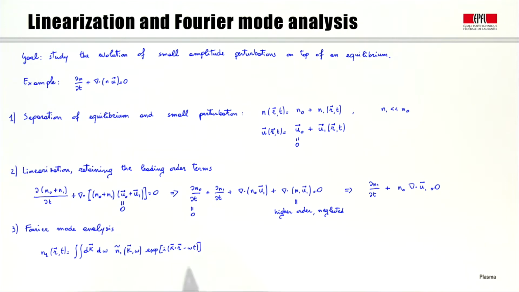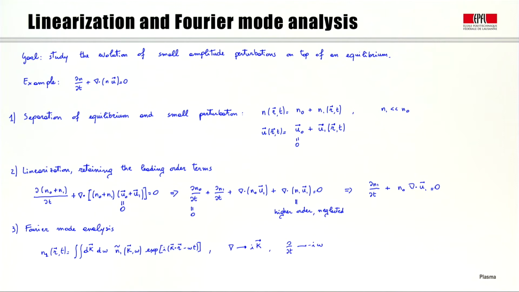The advantage of doing that is that by Fourier transforming, operators like the nabla operator will become very easy in Fourier space. For example, nabla becomes the operator ik, while d over dt becomes the operator minus i omega.